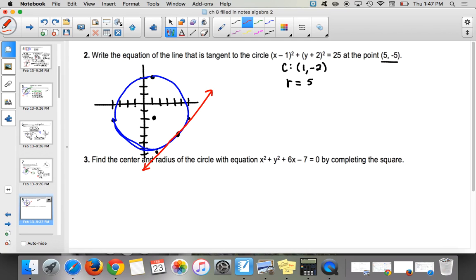Whenever you see a tangent line, you think, okay, it's going to be perpendicular to the radius. So draw that radius in. And I want you to find the slope going from the center to the point of tangency. See if you can find it. So we're drawing the radius in, and we're going to find that slope.